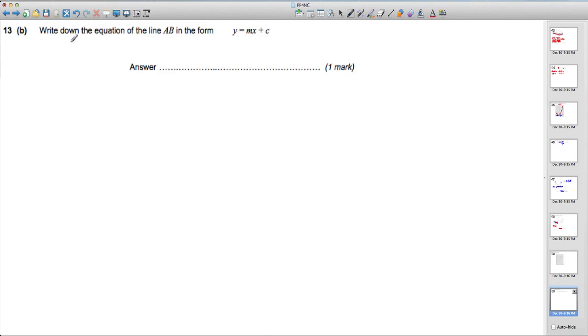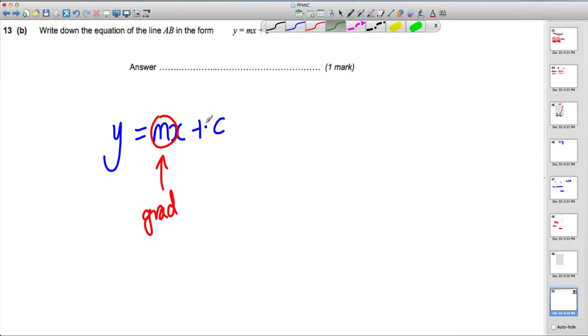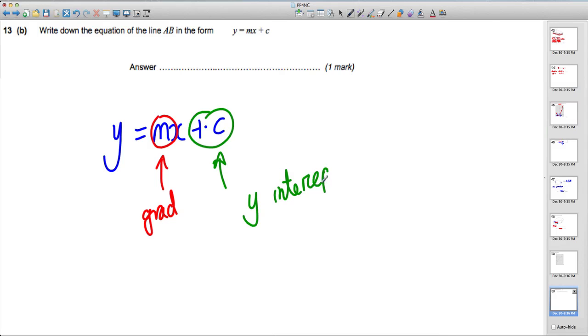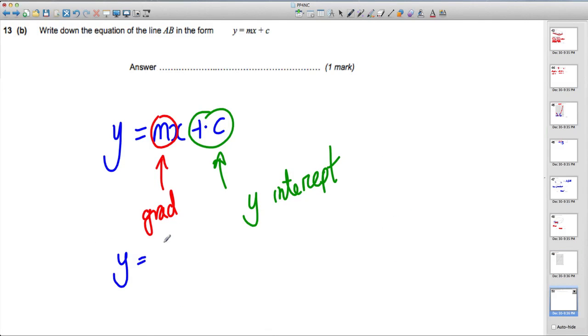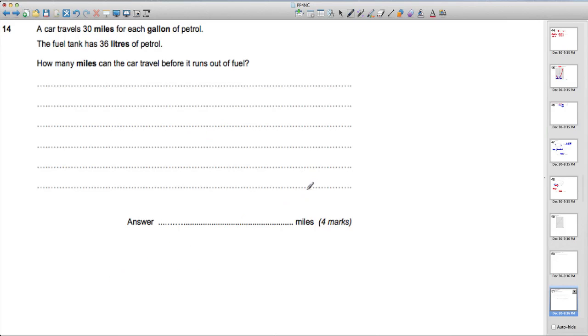And part B says, write down the equation of the line in the form y equals mx plus c. Remember what these mean. The m is the gradient, and the c, the plus c, is the y-intercept. What value y is when x is 0, where the graph crosses the y-axis. So looking back here, we know the gradient is 6 over 5 and it crosses at 2, so therefore the equation is y is equal to 6/5 x plus 2. Simple as that.